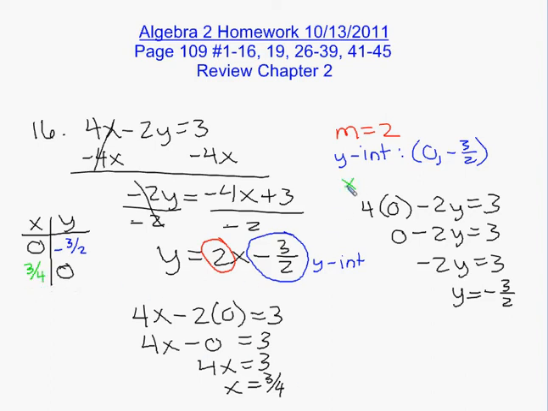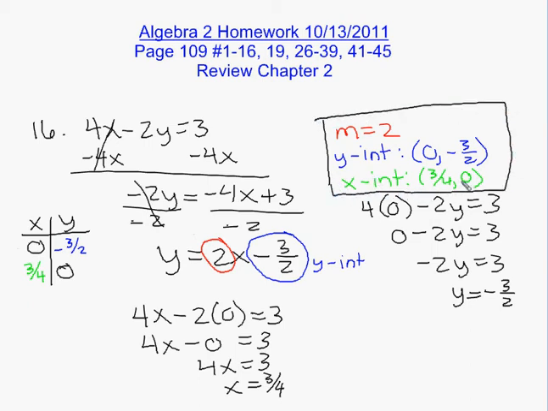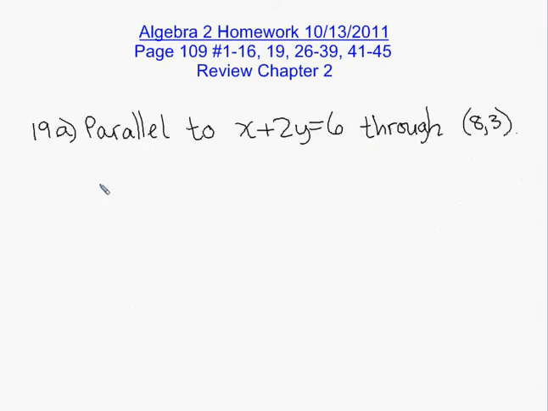So the x-intercept, did I say that right? The x value is 3/4? Okay. 3/4, 0. And so this is what the problem in the book was asking for. It wanted 3 things. It wanted the slope, it wanted the x-intercept, and the y-intercept. All right, let's go on to the next problem.